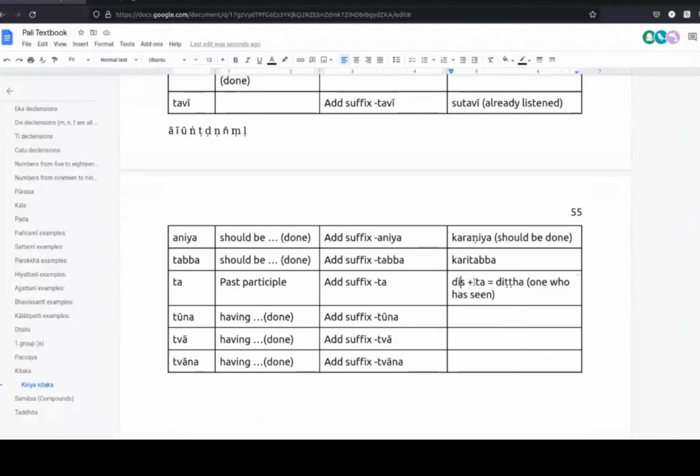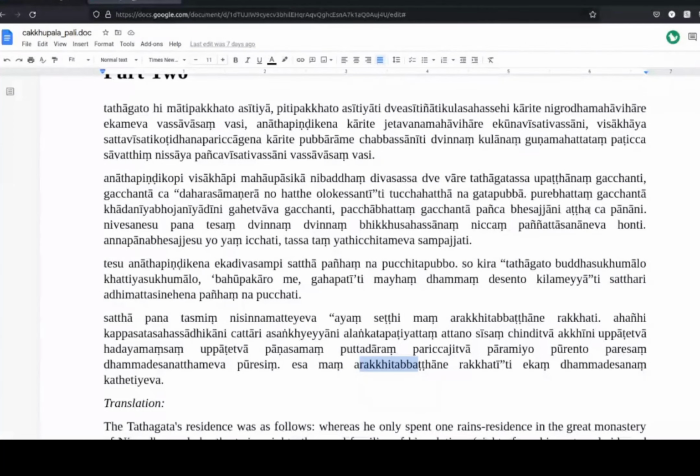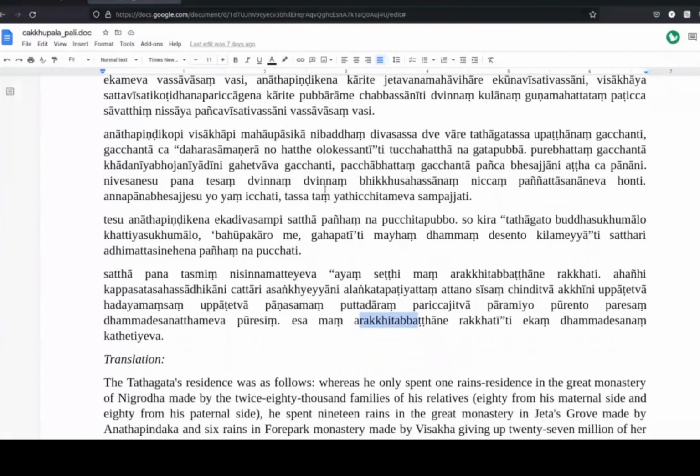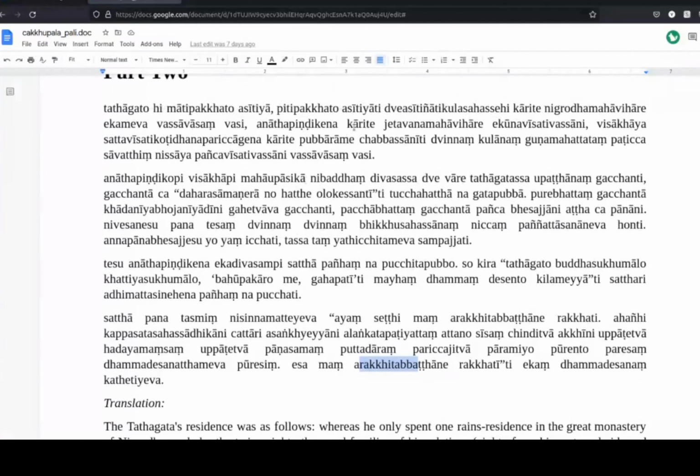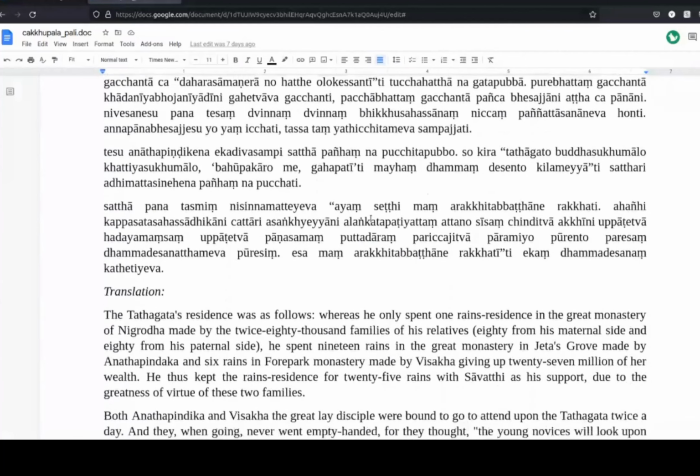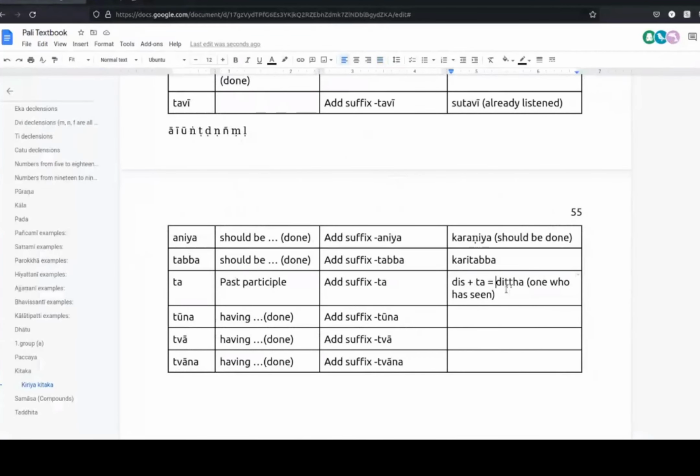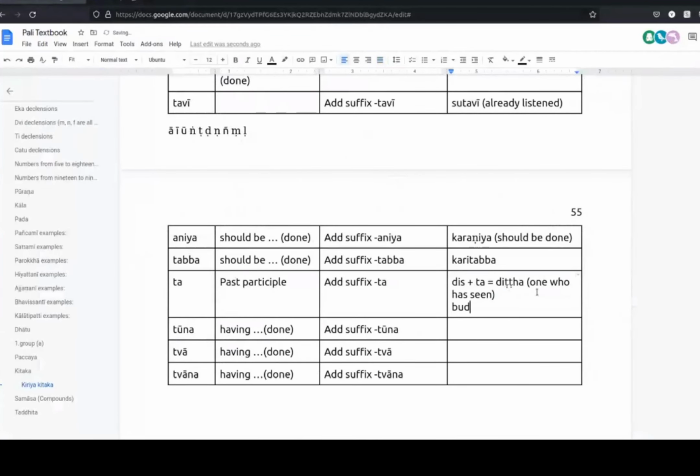As you can see, take the root dis and add ta. Well, you can't have dista. In Sanskrit, that would work, but not in Pali, so you end up with dita. It just turns into everything. It becomes so many different things. And we've seen that already. You can't go anywhere without seeing ta. Here's one, isn't it? This is ta, but it's got e on the end. I'm going to have to talk about that, I guess. But I just want to give you an example. Well, let's give the example of Buddha. Bud.